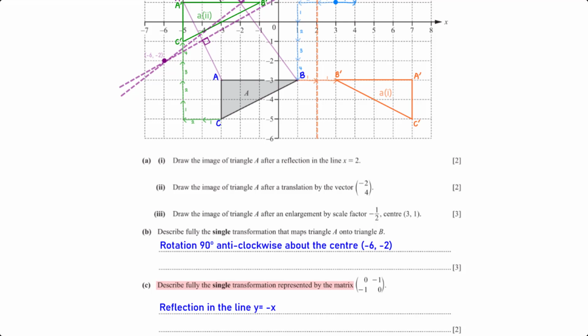Describe fully the single transformation represented by the matrix 0, -1, -1, 0. This matrix represents the transformation reflection in the line y equals -x.